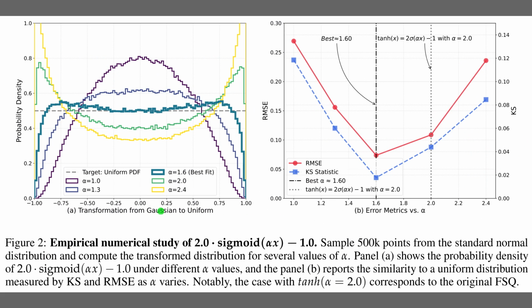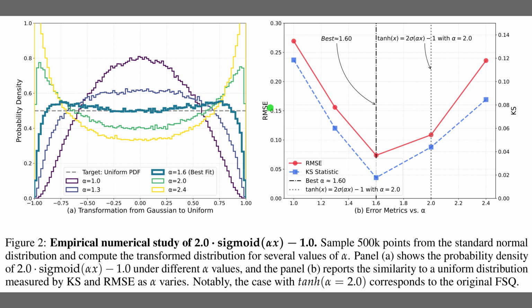The goal is to transform the model's natural bell-shaped outputs into a flat, uniform distribution. In panel A, the authors sweep a slope parameter, alpha. You can see the purple curve at alpha 1.0 is too peaked, while the yellow curve at 2.4 pushes too hard to the edges. The teal line at alpha 1.6, however, is nearly flat.